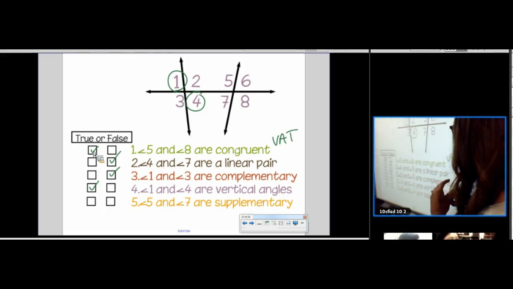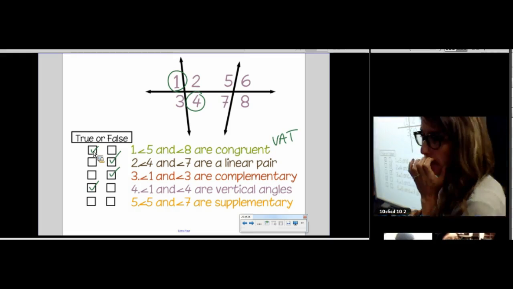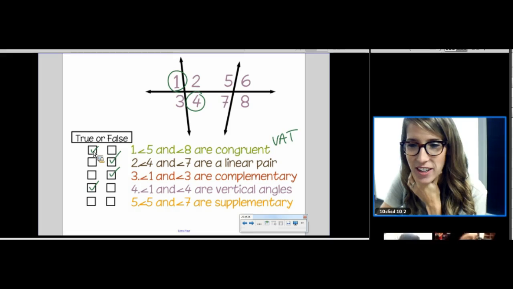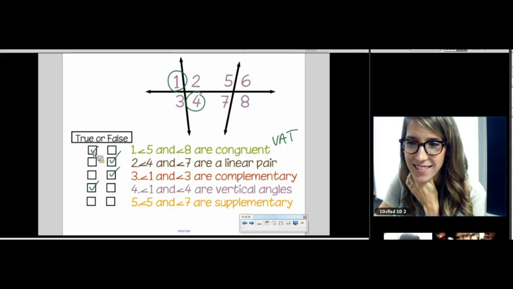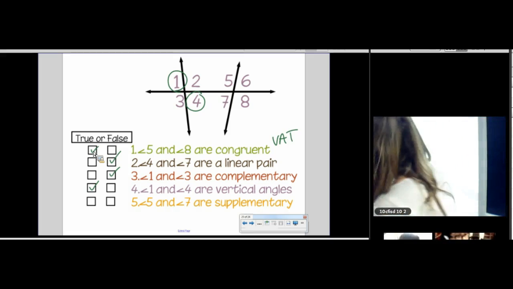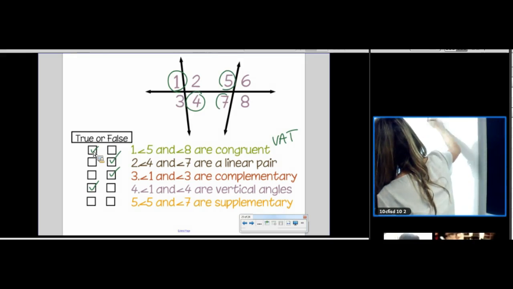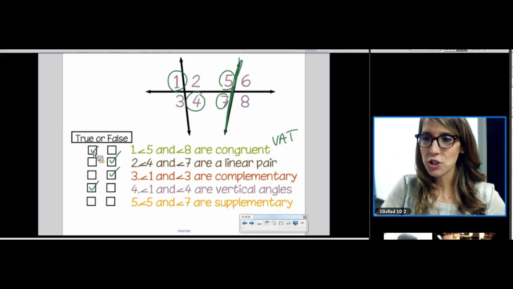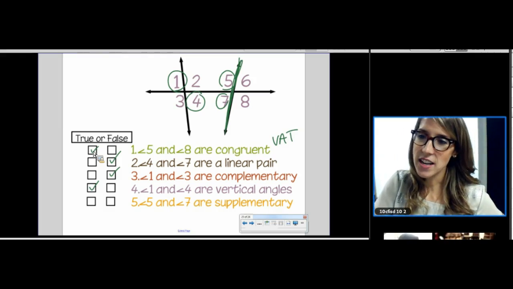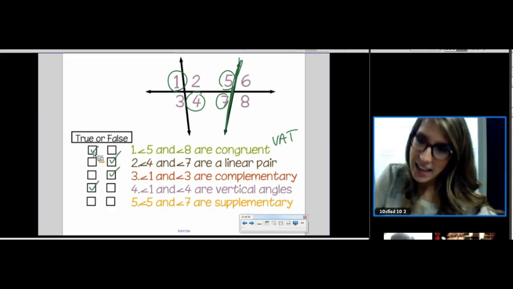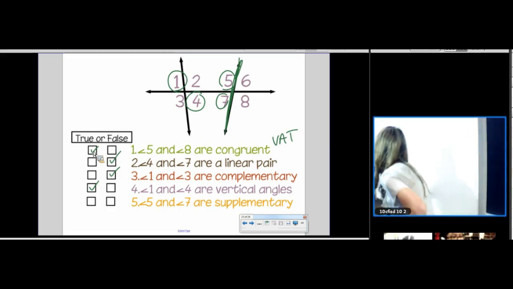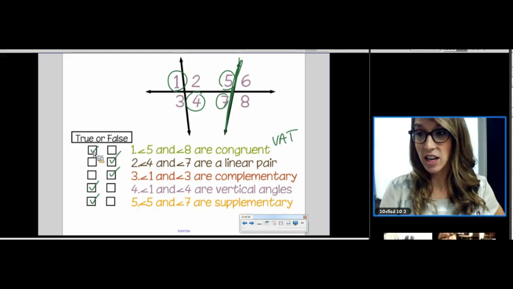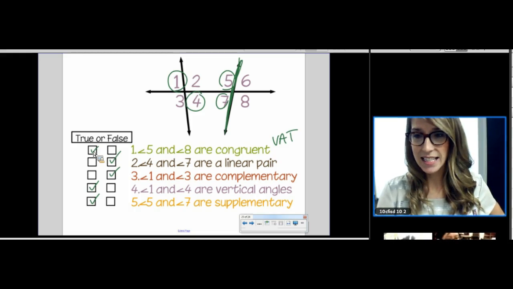Angle 5 and angle 7 are supplementary. What do you think about that last one? 5 and 7 are supplementary. Uh-oh. Angle 5 and angle 7. They form a straight line. You're allowed to assume lines are straight. A straight line has 180 degrees, so turn your head sideways. Yes, they add up to 180. Absolutely, positively. Yes, they're supplementary. They're a linear pair. They're adjacent and supplementary.